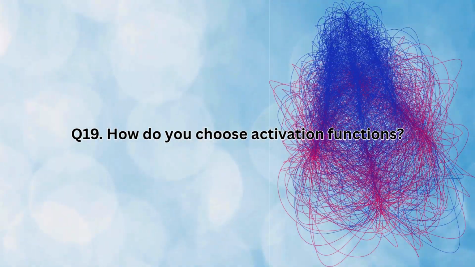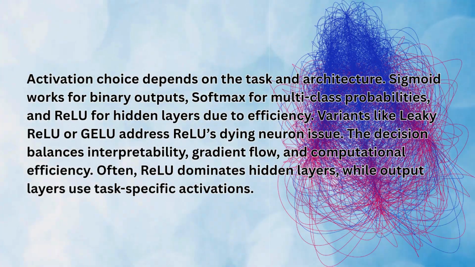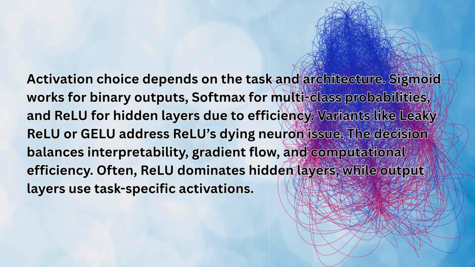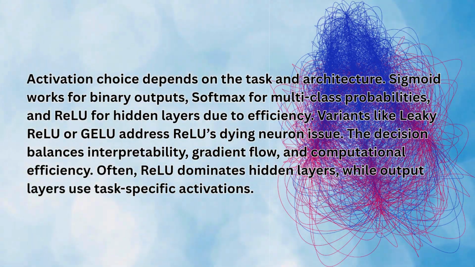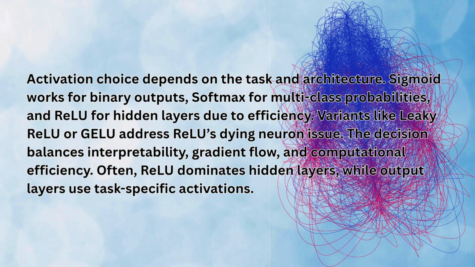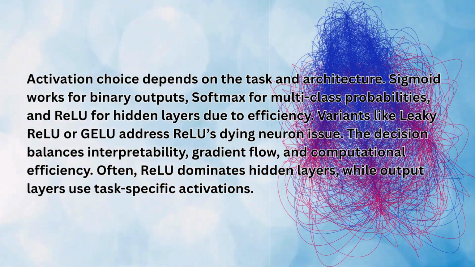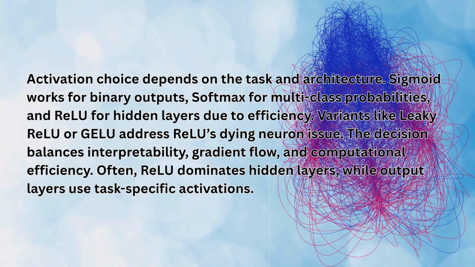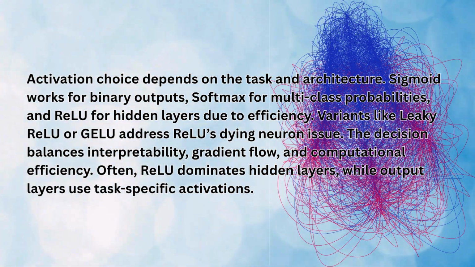How do you choose activation functions? Activation choice depends on the task and architecture. Sigmoid works for binary outputs, softmax for multi-class probabilities, and ReLU for hidden layers due to efficiency. Variants like leaky ReLU or GELU address ReLU's dying neuron issue. The decision balances interpretability, gradient flow, and computational efficiency. Often ReLU dominates hidden layers, while output layers use task-specific activations.